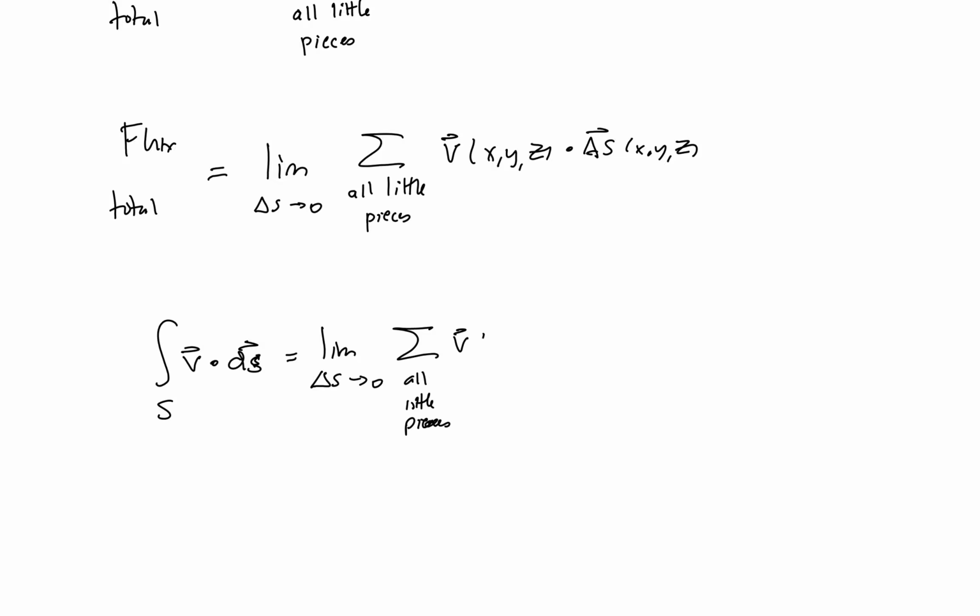All the little pieces of v. I'm going to write it with the n here, and then a delta S. So this is the definition of the integral on the left. Just like always, this is how we come up with the integrals. Obviously, this is not really how we want to evaluate them. So in some cases, this is going to work out just fine, but in a lot of cases, we're going to need a different method for evaluating this.